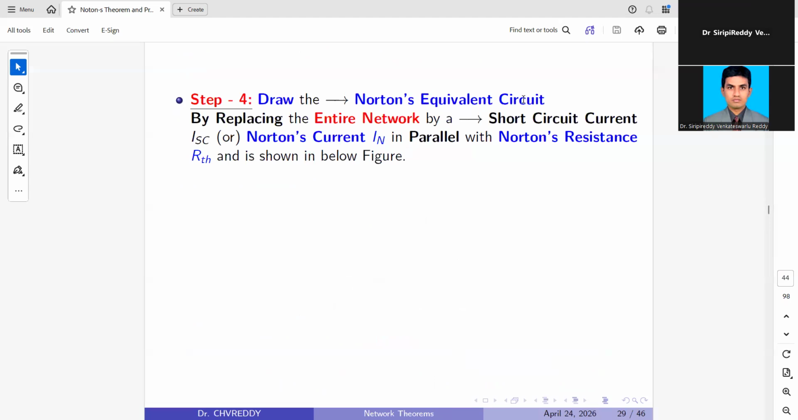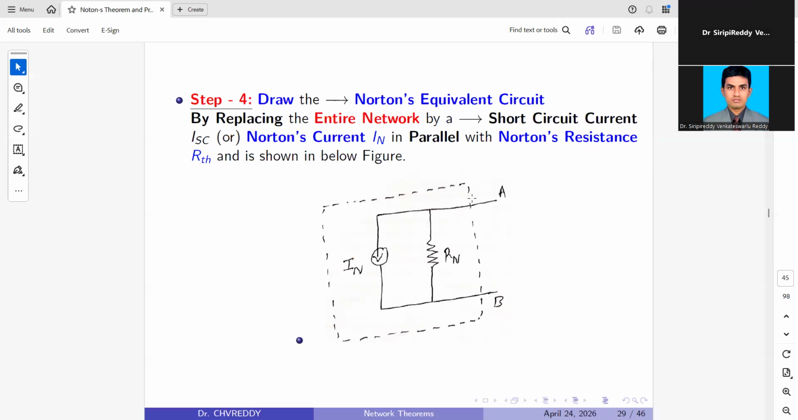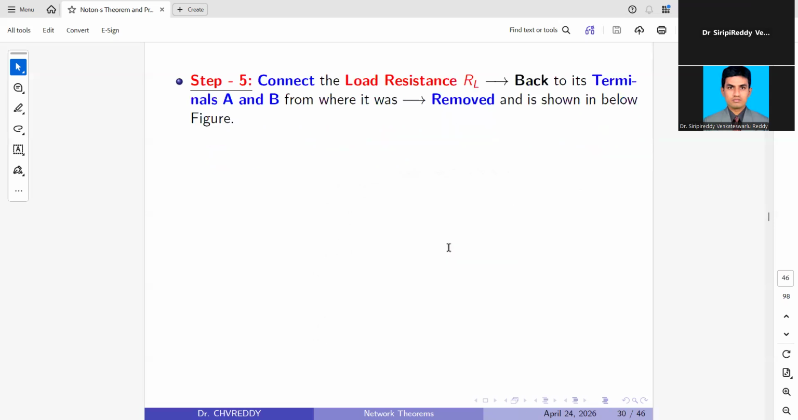Once we know the Norton's resistance as well as the Norton's current, from that we can draw the equivalent circuit. How are we going to draw it? By replacing the entire network. Whatever network was given is replaced with the short circuit current or Norton's current in parallel with the Norton's resistance. That is shown in the figure below.